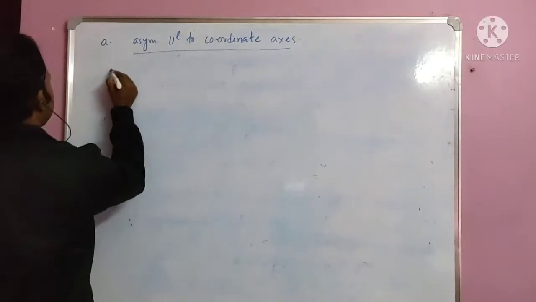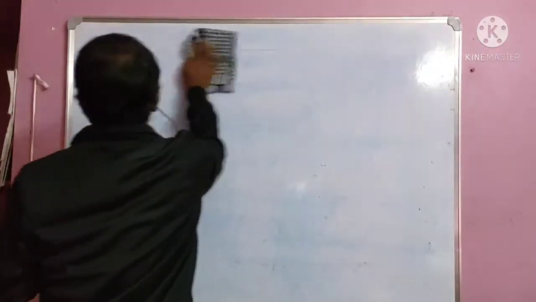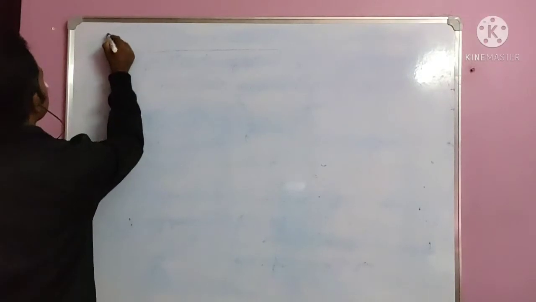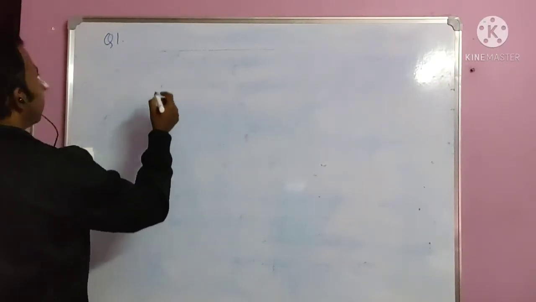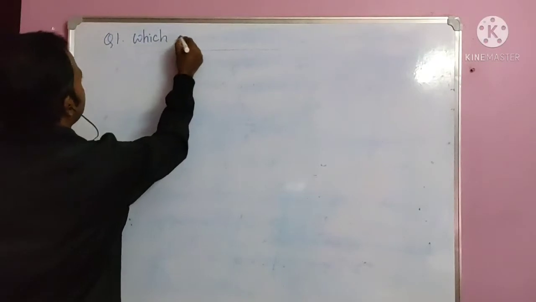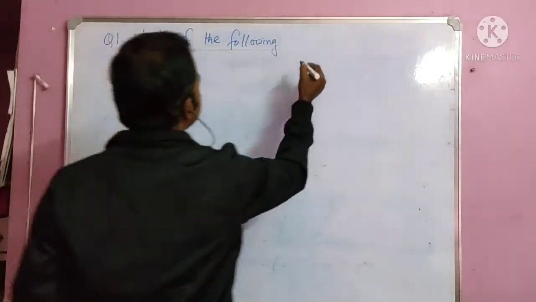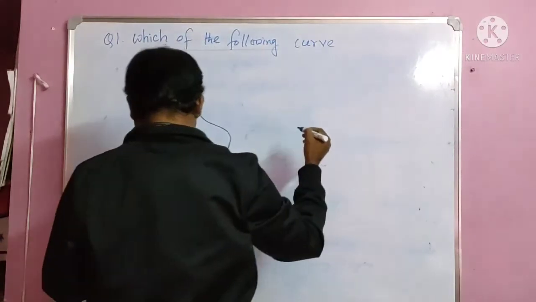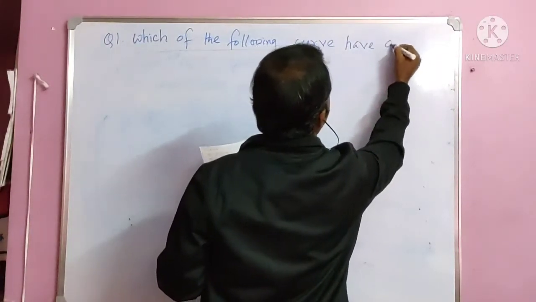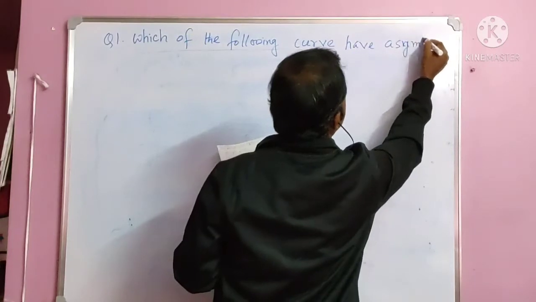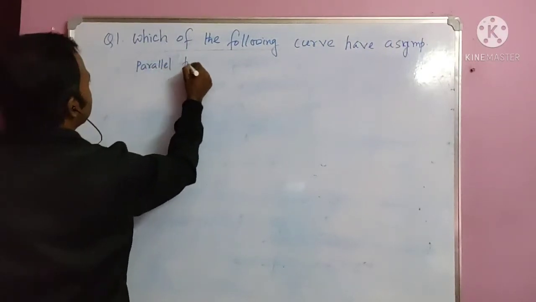Okay. Question number 1. Which of the following curves have asymptote parallel to coordinate axis?